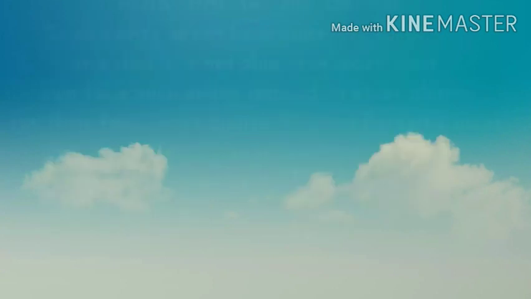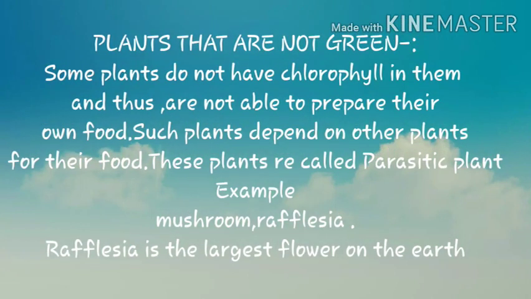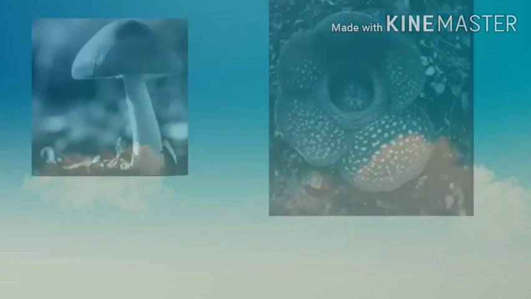Next, plants that are not green. Some plants do not have chlorophyll in them, and thus they are not able to prepare their own food. Such plants depend on other plants for their food. These plants are called parasitic plants, like mushroom. And Rafflesia is the largest flower on the earth.